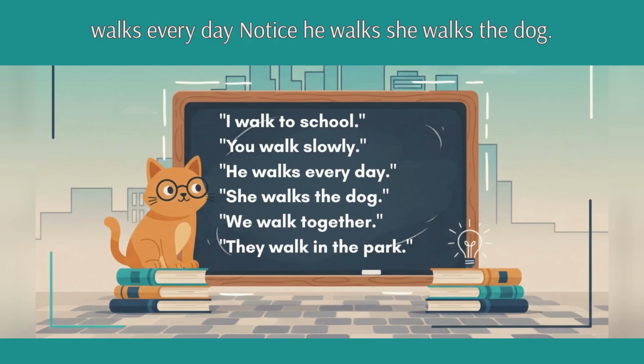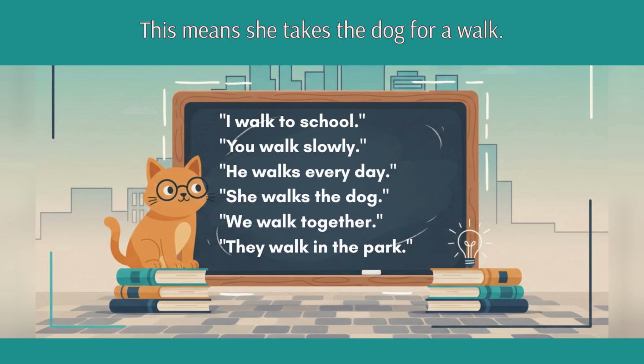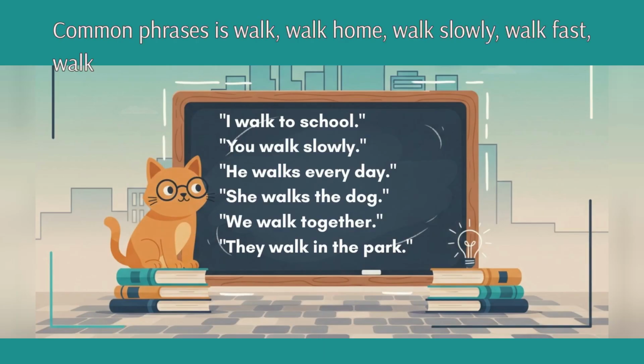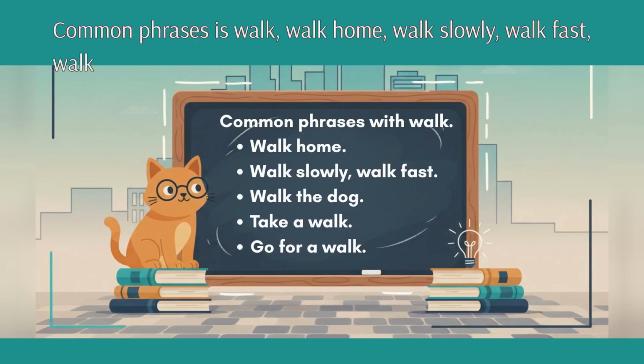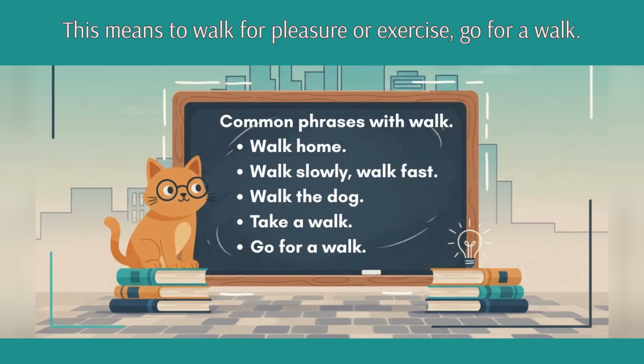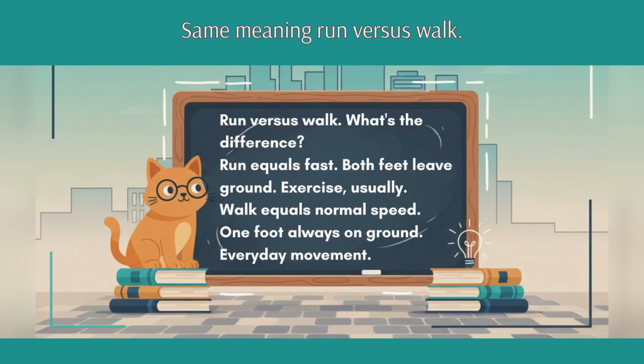Notice, he walks. She walks the dog. This means she takes the dog for a walk. We walk together. They walk in the park. Common phrases: walk home, walk slowly, walk fast, walk the dog. Taking your dog outside for exercise. Take a walk. This means to walk for pleasure or exercise. Go for a walk. Same meaning.